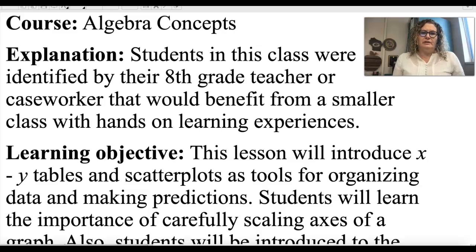I plan on using this for my Algebra Concepts group. Just a little background on that. It is a class where students were identified by their 8th grade teacher or caseworker that they would benefit from a smaller hands-on learning experience, and I also team teach that with a special education teacher.